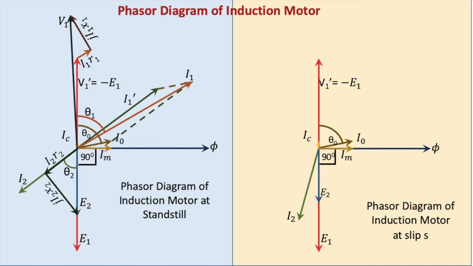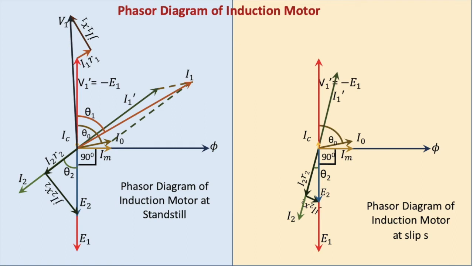Now you can see the angle of the rotor current, theta 2, is much less as compared to theta 2 at standstill. That is, when the rotor starts rotating, the frequency of the induced EMF on the rotor side reduces, hence the reactance of the rotor also reduces and the theta 2 angle reduces to a significant amount. Now this is your resistive drop on the rotor side, add the reactive drop, and then you can find out the I1 dash that depends on the effective turns ratio of the induction motor.